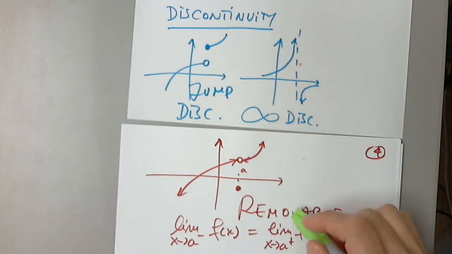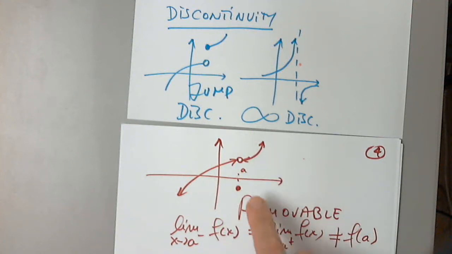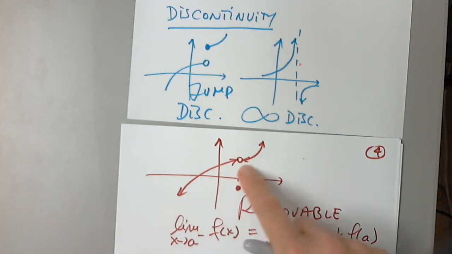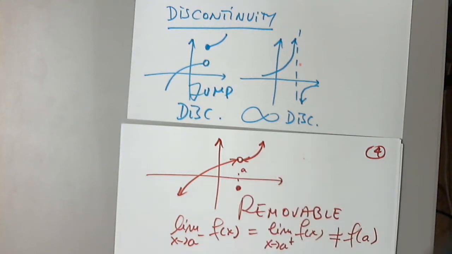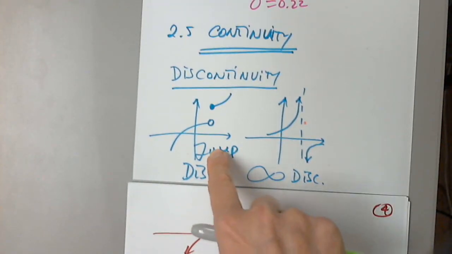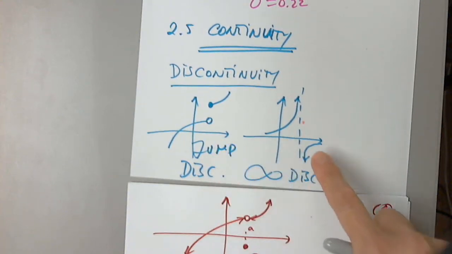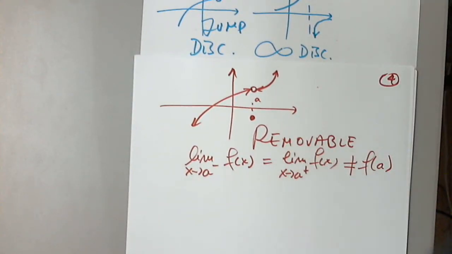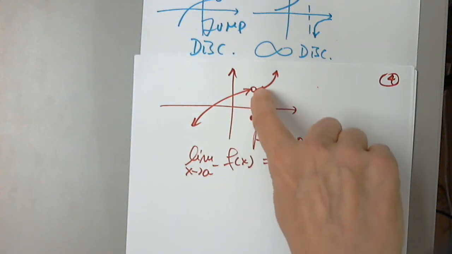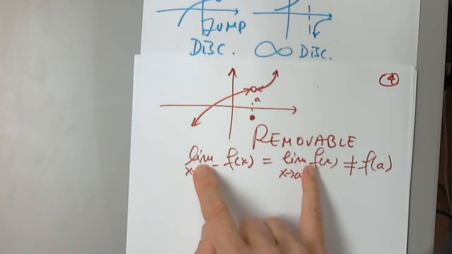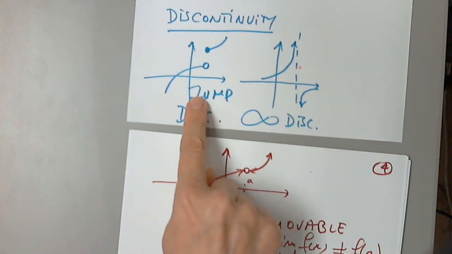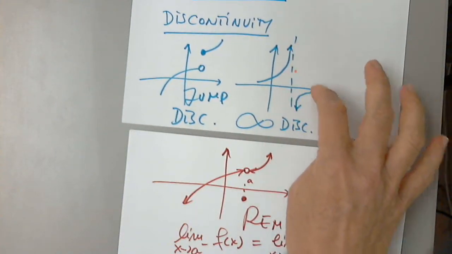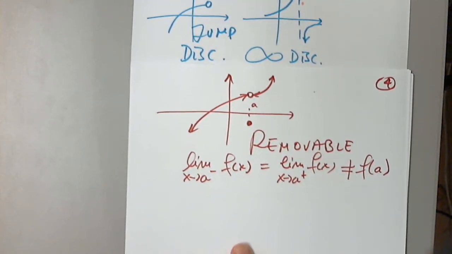Why is this called removable? Because this is the only situation in which I could define this function slightly differently and make it continuous. Here there is nothing I can do. This will always stay discontinuous. There's nothing I can do to remove an infinite discontinuity. But this one is called removable because it can be removed. I can create another function that is continuous by simply filling this in. The two limits must be the same. As you see here, the two limits are not the same, and even if they were the same, this is still infinite, and it does not exist. Okay.